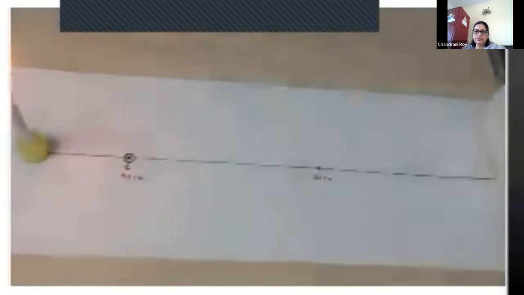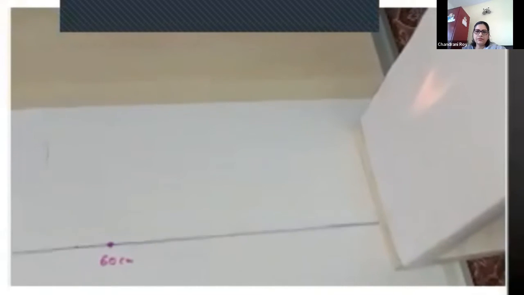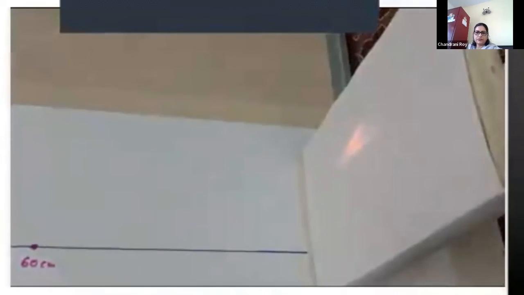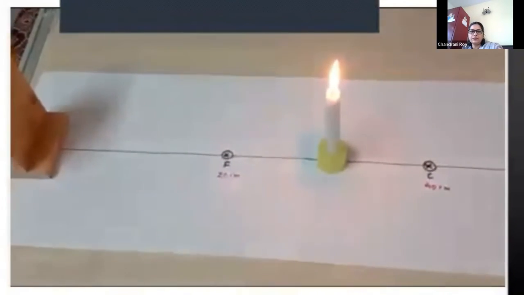When you move the screen and finally obtain the image on it, you should be careful that the image must be sharper. So the sharpest point would be considered as your image distance. You can move the screen forward and backward to check the sharpness. Wherever you get the sharpest image, that location would be your final image location.